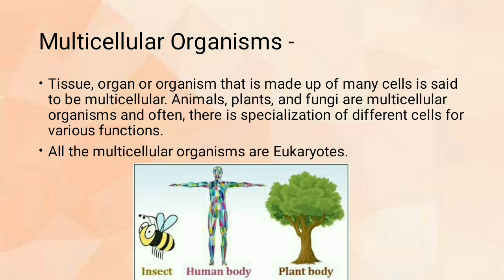Multicellular organisms. A tissue, organ or organism that is made up of many cells is said to be multicellular. Animals, plants and fungi are multicellular organisms and often there is specialization of different cells for various functions. All multicellular organisms are eukaryotes.